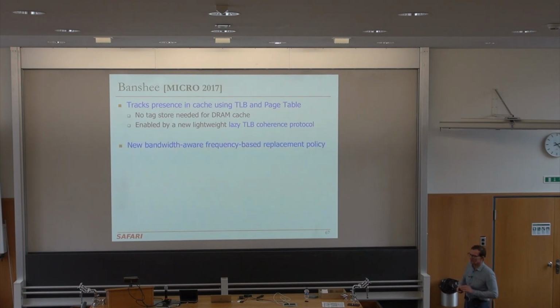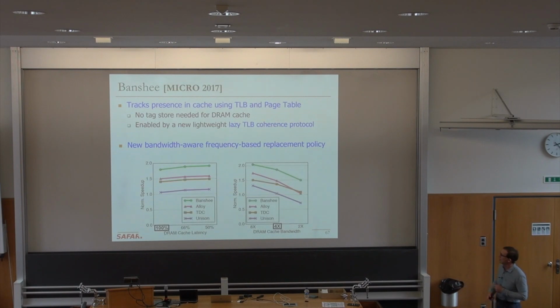You should take a look at the paper. It adds some hardware support in the memory controller to minimize these shootdowns and make sure that they're efficient. And there's another completely orthogonal idea that basically tries to reduce the data movement. Basically, it's a bandwidth-aware, frequency-based replacement policy that tries to minimize the cache replacements. You can take a look at the paper, but essentially it performs well.